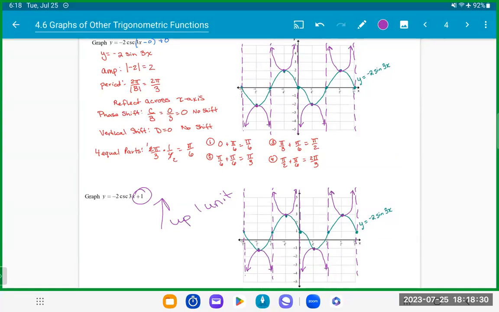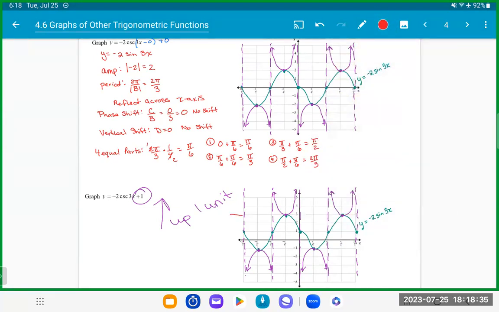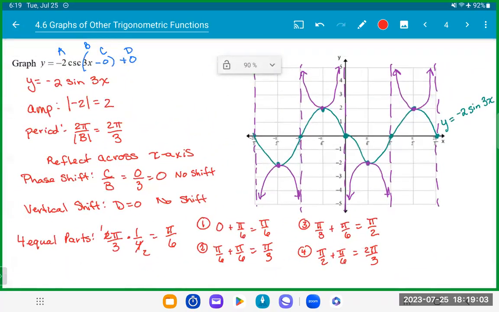And that's all there is to it. So you can see now that this one is oscillating from -1 to +3 because everything shifted up 1 unit. Okay? And so that's all there is to graphing our sine, cosecant and secant graphs.